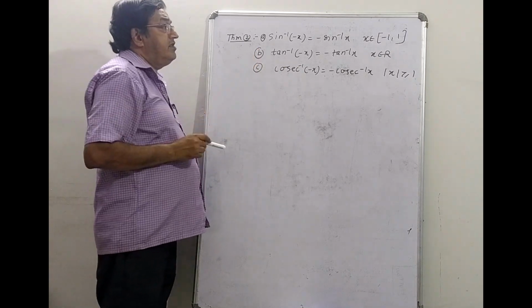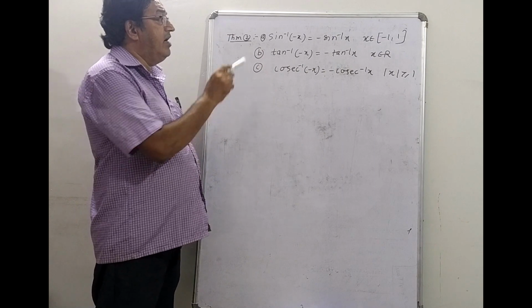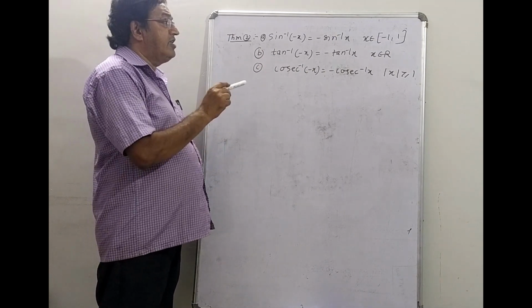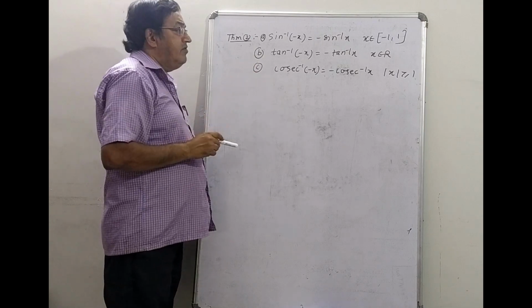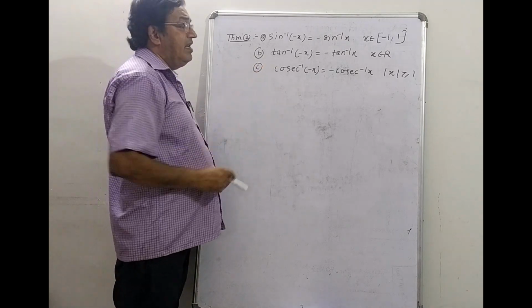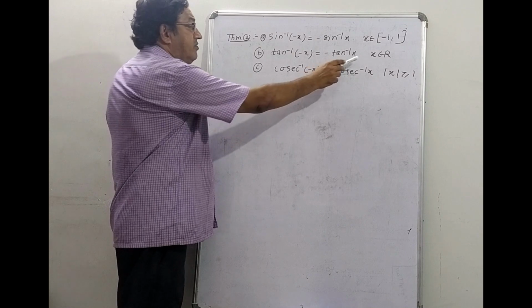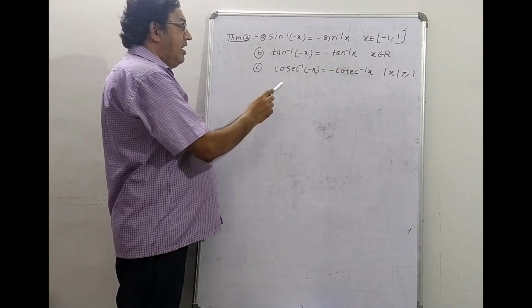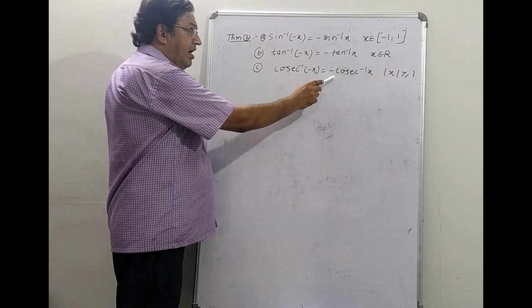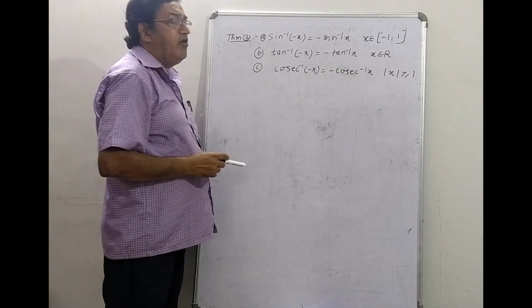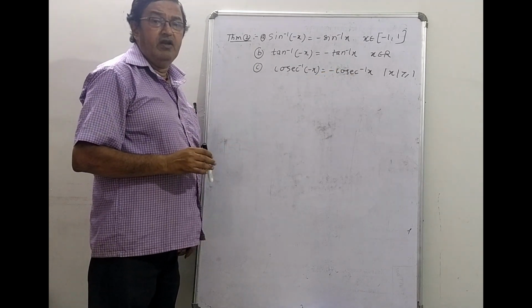The first one is sine inverse of minus x is minus sine inverse of x, where x belongs to minus 1 and plus 1. The next one is tan inverse of minus x is minus tan inverse of x, where x belongs to the set of real numbers. The last one is cosec inverse of minus x is minus cosec inverse of x for mod of x greater than or equal to 1.